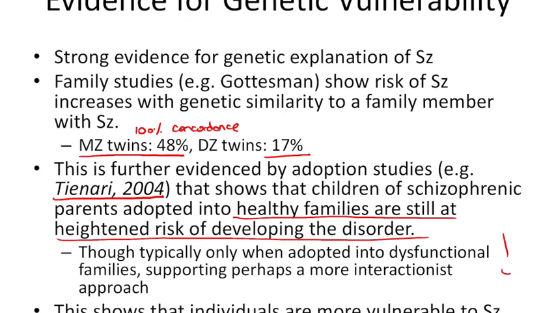But, interestingly, they were at increased risk only when adopted into dysfunctional families. We'll look at this when we look at psychological explanations. So it seems like some interaction here between the environment, the family environment, and genes is a better stance. And so we need to consider that it is not just genetics, but also psychological and environmental factors that increase one person's risk. In any case, though, research by Gottesman and Tienari do suggest that individuals are more vulnerable to schizophrenia as a result of their genetic makeup.